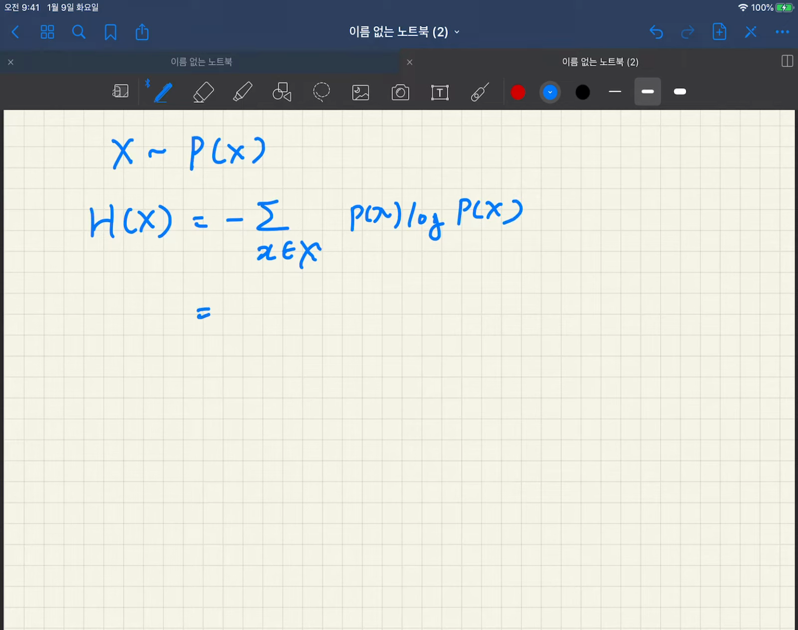So this is equal to the expectation, with respect to x coming from distribution P(x), of minus log P(x). So this is the definition of entropy. And maybe you heard that entropy represents the amount of information the random variable x has. So I will explain why entropy can indicate the amount of information.